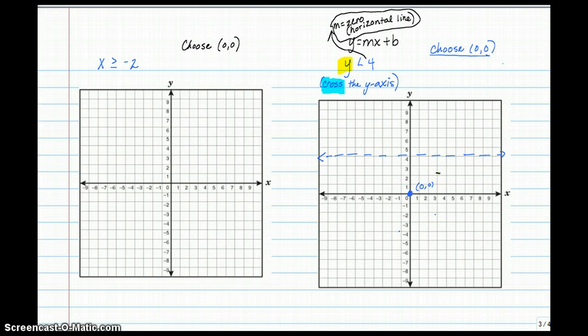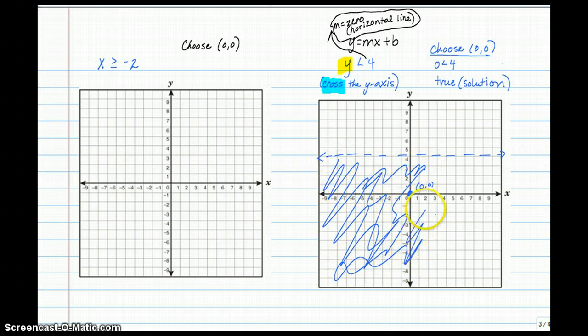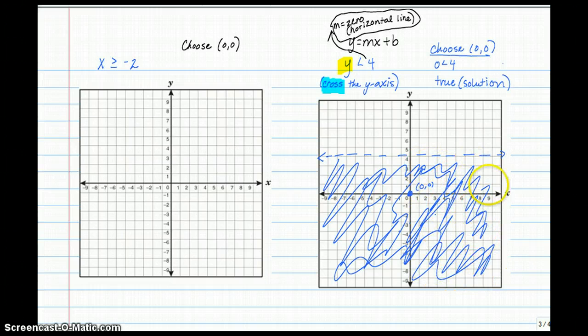You're trying to determine whether you should shade it below the line or above. So we plug in 0, 0. There's no x value, so we have y being 0 is less than 4. 0 is less than 4, so that's true. And if it's true, then it is a solution, which means that you shade on the side that has 0, 0. Now, shading should not be an art project. It should just show that all the ordered pairs below the line, not on the line because it's a dashed or broken line, all the ordered pairs below the line are solutions.